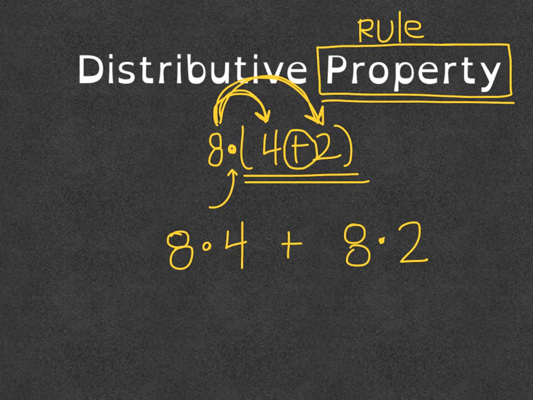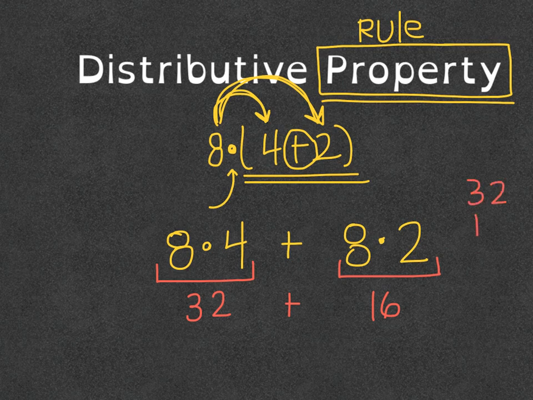In this process, I'm going to solve both multiplication problems. 8 times 4 is 32. 8 times 2 is 16. Then I would add them together. 32 plus 16.